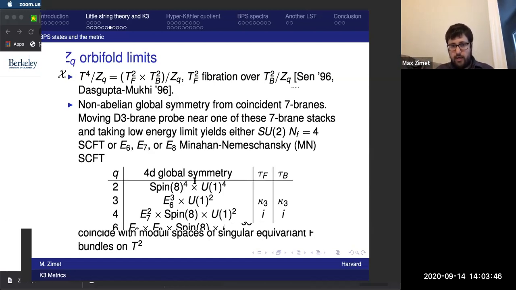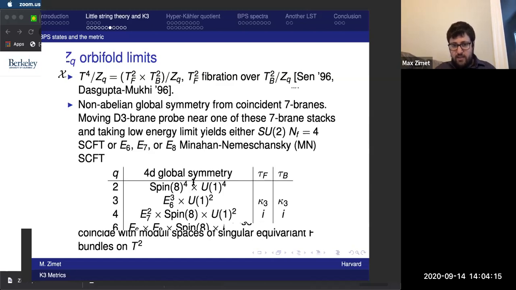So in the Z2 compactification, you get 4 I0 star singular fibers. In the Z3 orbifold, you get 3 IV star singular fibers, and then here you have 2 III star singular fibers plus 1 I0 star singular fiber, and so on.